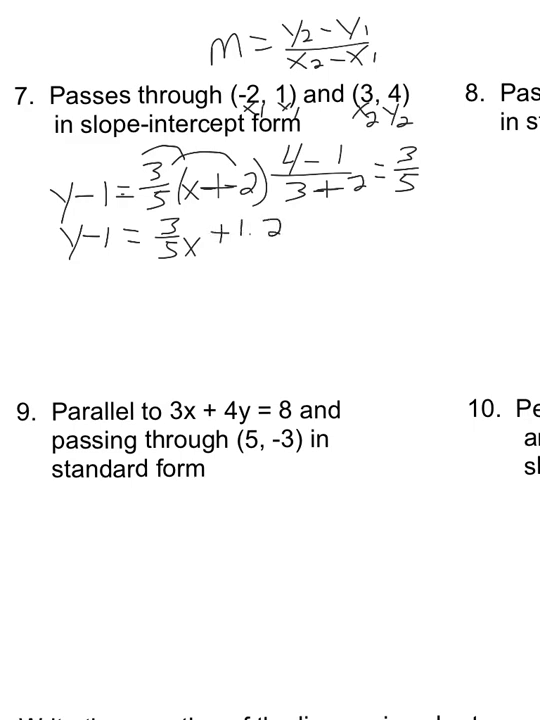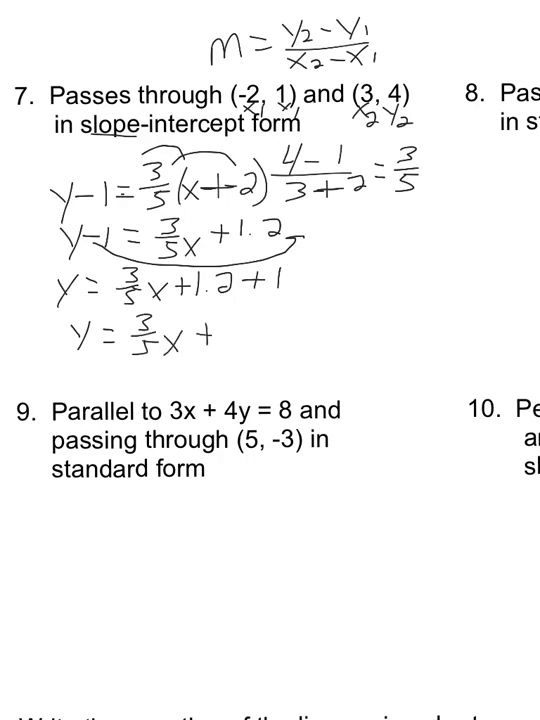Okay. Now, I want it in slope-intercept form. That's also y equals form, which means that I have to move this -1 across. So y equals 3/5 x plus 1.2. -1 comes across as a +1. I combine those two at the end. Y equals 3/5 x plus 2.2. And that is slope-intercept form.